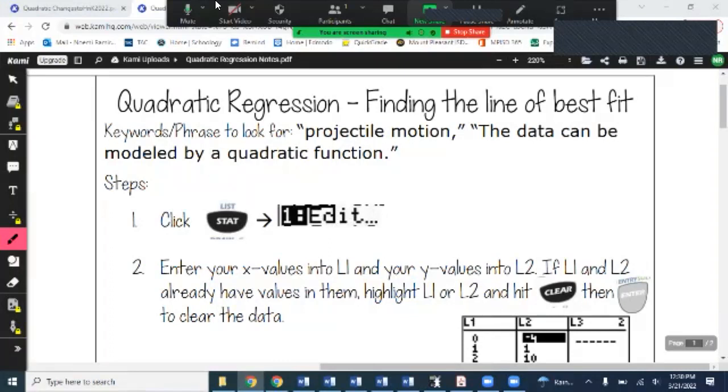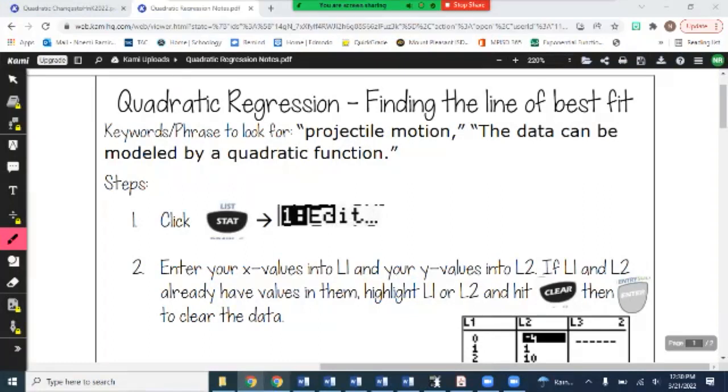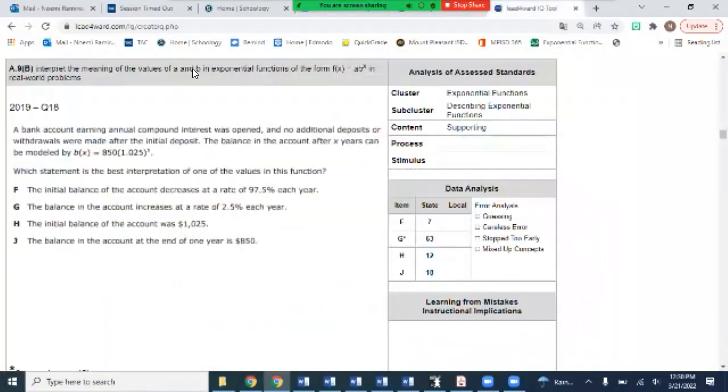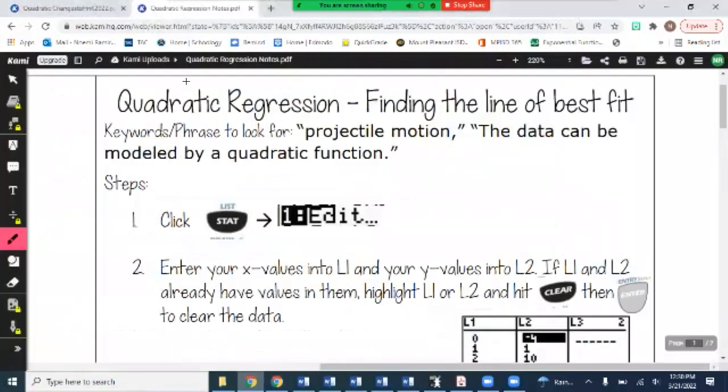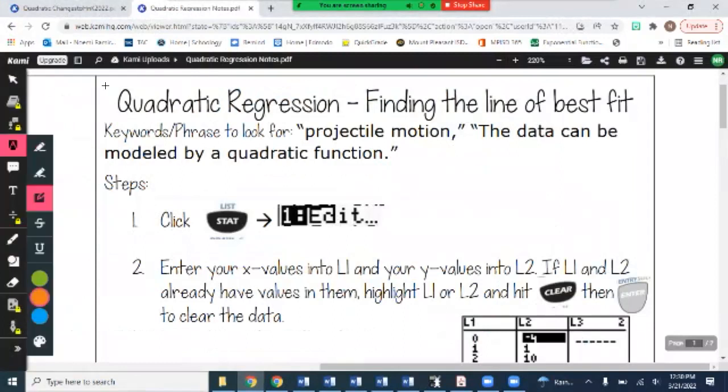So regression, finding the equation of the line just after being given a table or maybe even a graph. If it was a graph, it would look something like... oh man, I closed it out. I'll show you later.